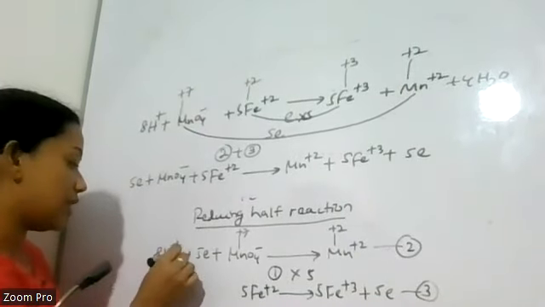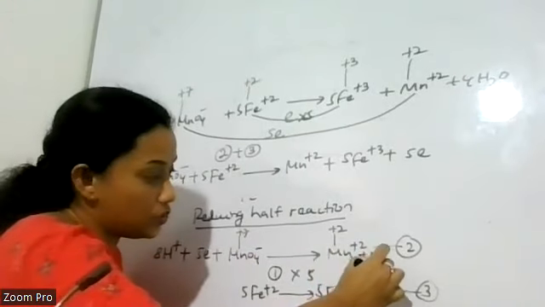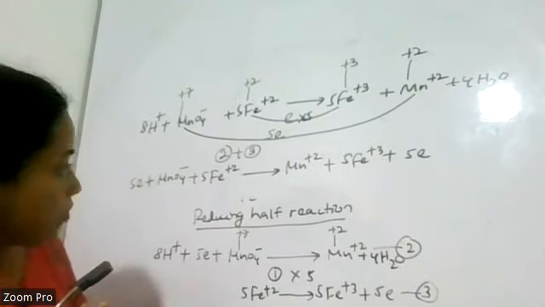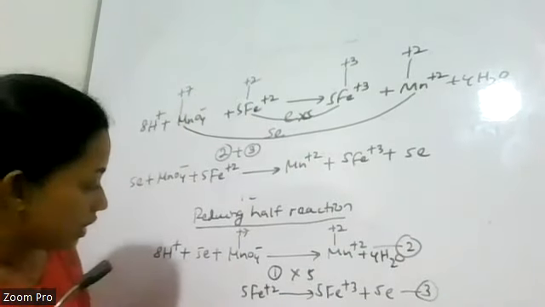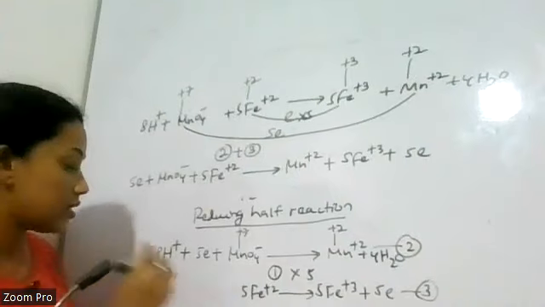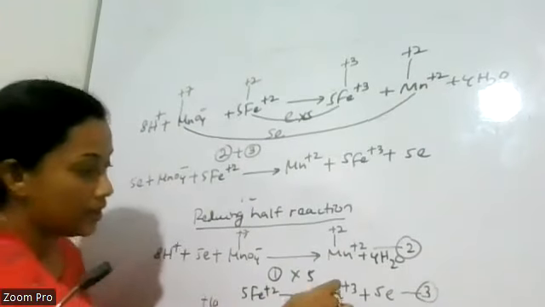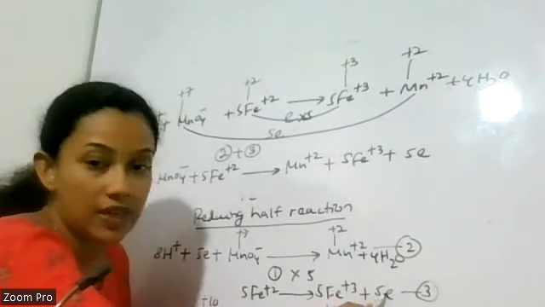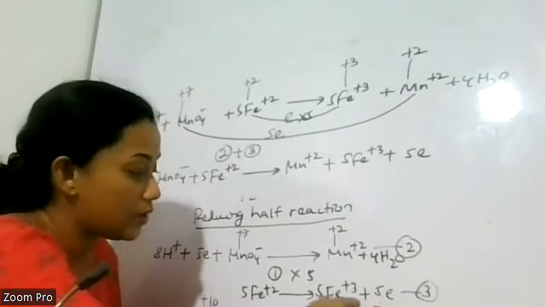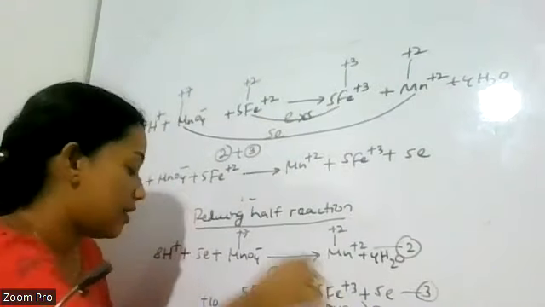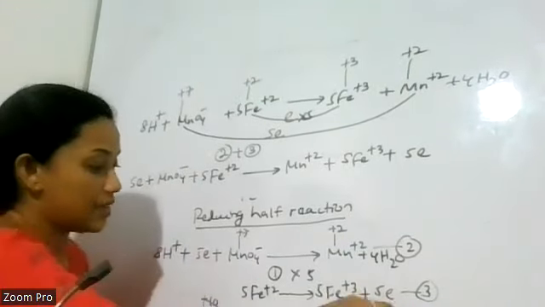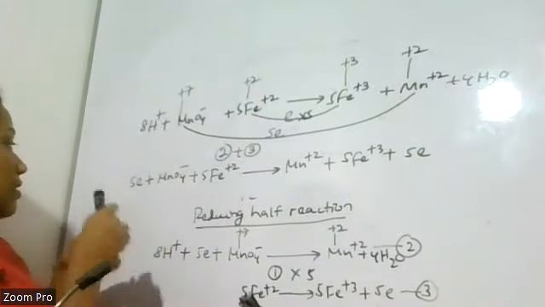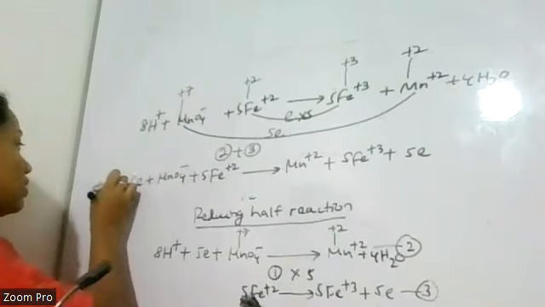That means 8H plus should be there and 4H2O should be there. Right? Here 5 into 2 means plus 10. Here 5 into 3 means plus 15. Here 5 electrons are there, minus 5. Therefore, plus 10 cancel. Therefore, we have to add this 8H plus to the left side.